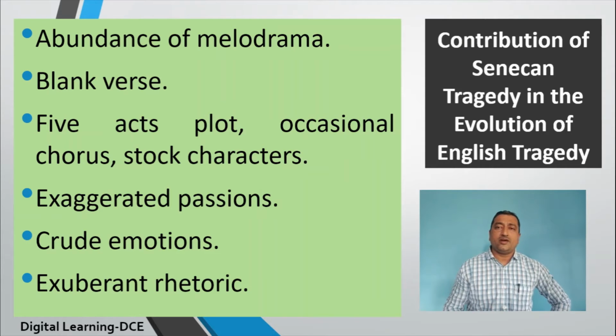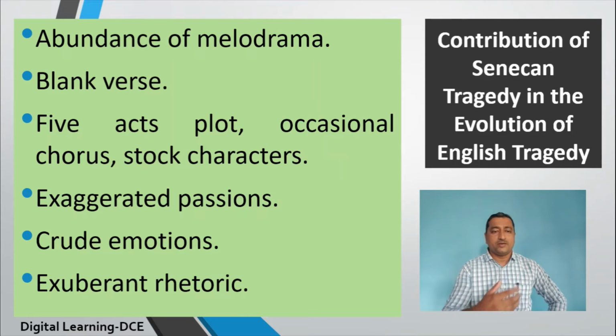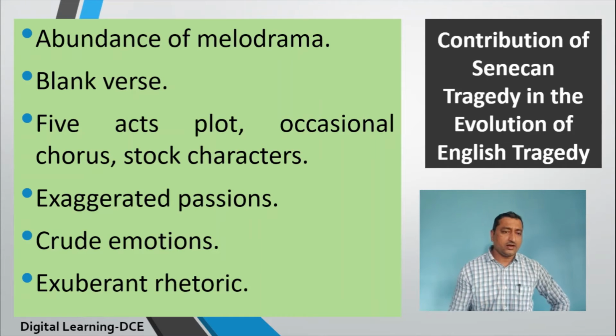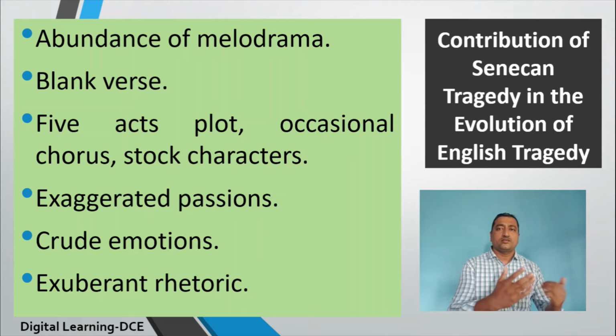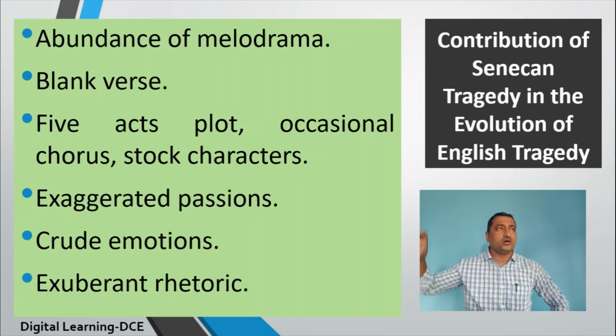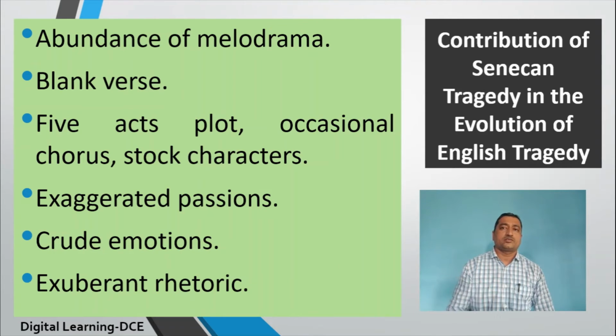And then we see the 5-act plot. So in the Senecan model, he followed a 5-act plot. And this 5-act plot was adopted even by Shakespeare, popularly in the Elizabethan theatre or in Renaissance England. Okay, then we see occasional chorus. In between the play, we see occasional chorus, singing, group songs. And stock of characters, not just 1 or 2 or 4, 5 or a limited number of characters. A number of characters appear on the stage. Stock also means variety, right? A variety of characters are seen there.